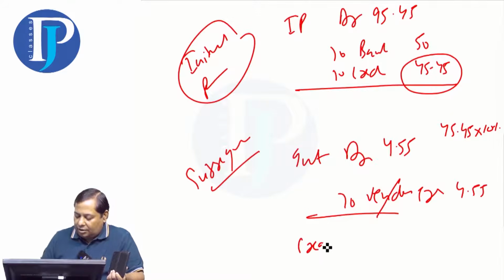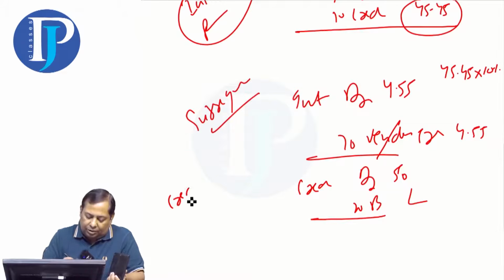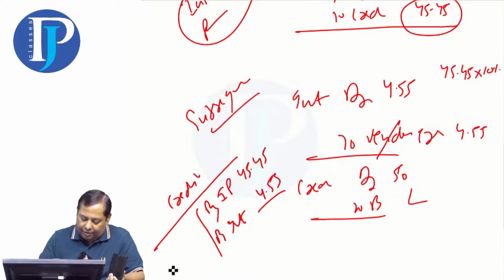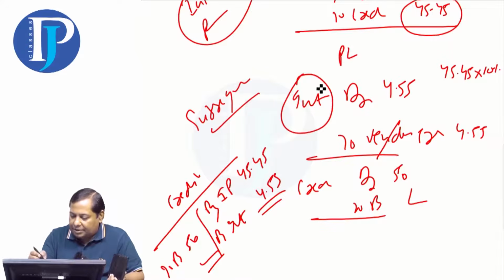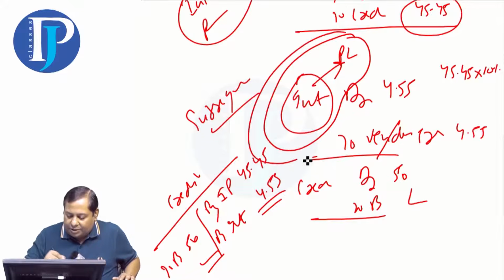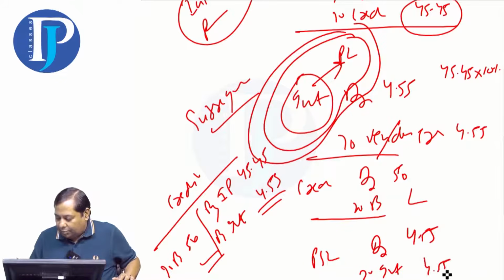Now I will pass the entry. Creditors account debit to bank 50 lakhs. That means my creditors account, I passed an entry in it by investment property. Then I wrote by interest 4.55. So I wrote to bank 50. And this interest will be debited to P&L. This interest cannot be considered as part of your cost. We will add another entry, P&L account debit to interest 4.55.